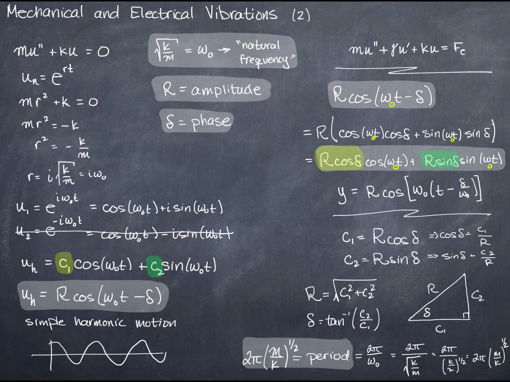It will not diminish like this, right? This would be a damped system. This is an undamped system. So that R is having a constant effect on the graph of this shifted cosine function. Okay, let's take a look at an example, but I'll do that on another slide.